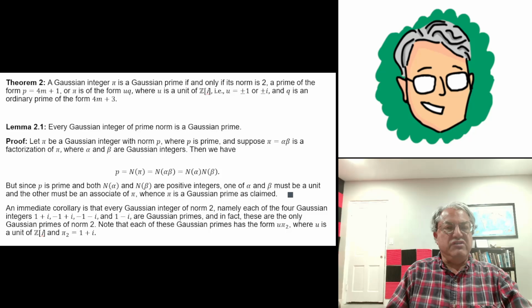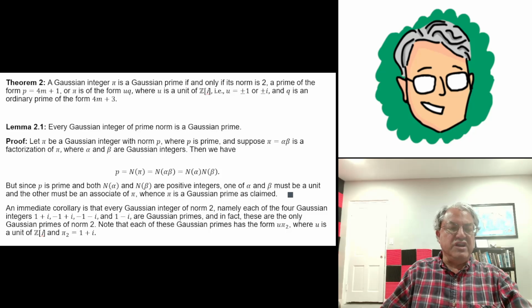Well, what can we say about Gaussian integers of norm 2? We know they have to be Gaussian primes because 2 is a prime. It turns out there are exactly 4 such Gaussian integers. They're all Gaussian primes: 1 plus i, 1 minus i, minus 1 plus i, and minus 1 minus i.